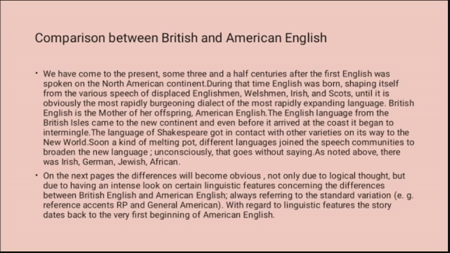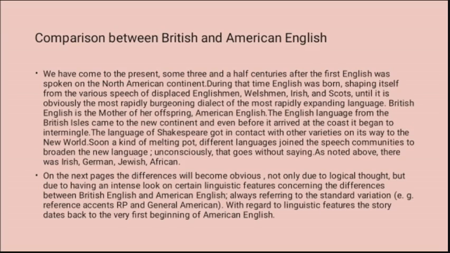The English language from the British Isles came to the new continent, and even before its arrival at the coast, it began to intermingle. The language of Shakespeare got in contact with other variants on its way to the New World. Soon, in a kind of melting pot, different languages joined the speech communities to breed the new language. Consequently, there was Irish, German, Jewish, African.